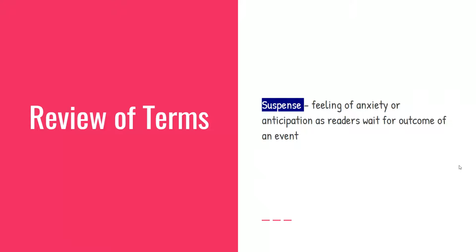So let's just really quickly review suspense because it's going to be super important today. Remember that suspense is that feeling of anxiety or anticipation as readers wait for the outcome of an event. It's like you can't wait to find out what happens. And the problem keeps getting worse and worse. You get tense because you're not sure what's going to happen. So we're going to be looking a little bit at suspense today.